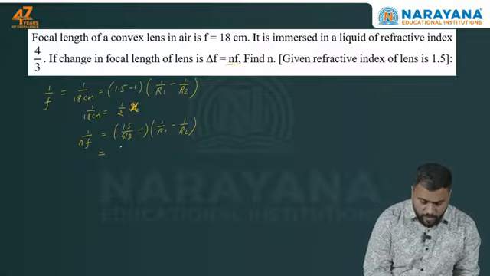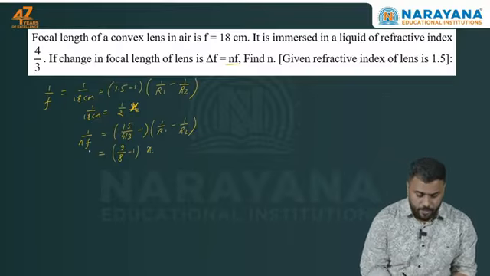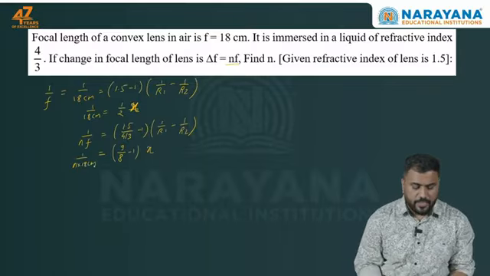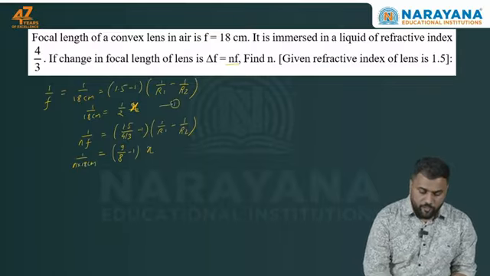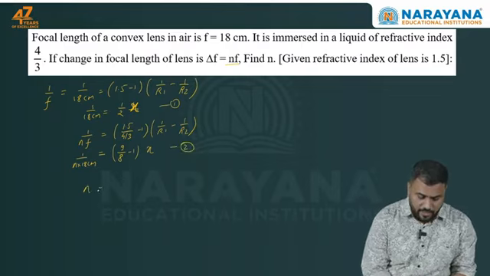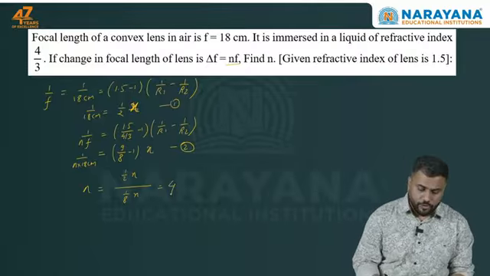3 by 2 upon 4 by 3 is going to be 9 by 8 minus 1, and this expression I am again calling as x. This f is again 18 centimeter, so I am going to write this as 18 centimeter. I need to find the value of n, so I am going to divide these two equations. So if I divide, then n will be equal to, in the first equation I have 1 by 2x, in the second equation 9 by 8 minus 1 is 1 by 8 into x, so you can see this is 4. So the answer of this question should be 4.